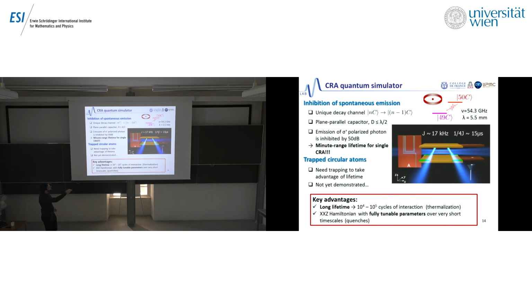So here I show the typical energy exchange that we will have in this system. And this corresponds to a time scale of interaction at the level of 15 microseconds. So that means that if you have a second range lifetime for your spin chain, you can basically look at the interaction over several 10^4 interaction cycles. And that's really very interesting to look at thermalization of these systems, propagation of correlations, and things like that. And I also showed you that this XXZ Hamiltonian that we engineer is fully tunable over timescales that are essentially zero with respect to the interaction timescale. So this, I think, is something that other quantum simulation platforms cannot do.